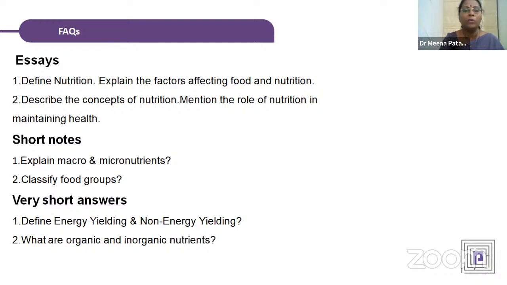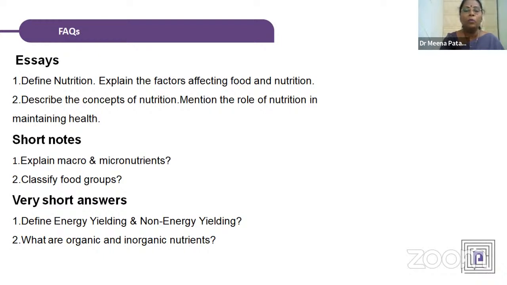Now, in the unit that we covered, FAQs or frequently asked questions include the 3 types. They may be essays, short notes, and very short answers. Now, under essays, of course, you may be able to know that definitions are very important. So you will have, say, first question, define nutrition and explain the factors affecting food and nutrition. And the second most important essay question is describe the concepts of nutrition and mention the role of nutrition in maintaining health.